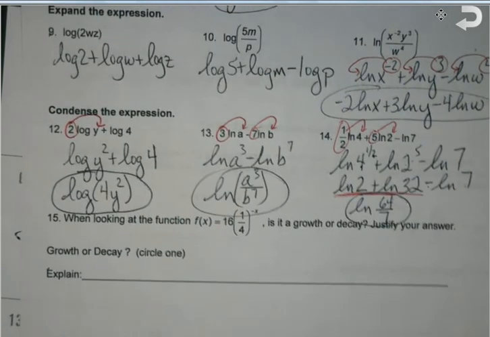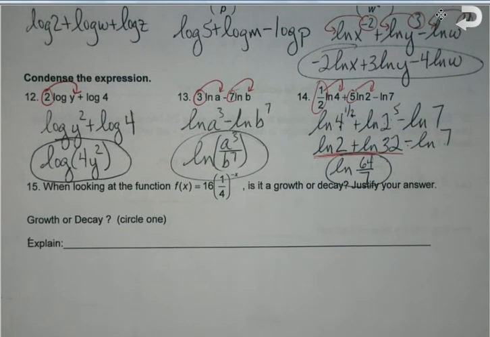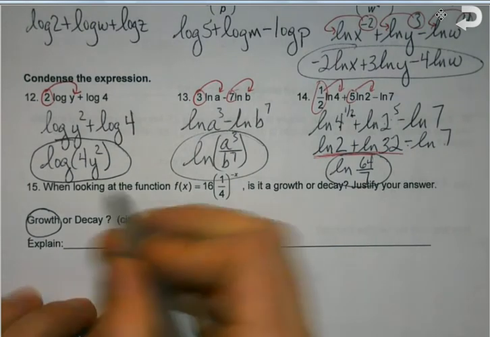All right. 15 is the redemption question from quiz number 1. When looking at the function, is it growth or decay? Now, I'm assuming most of you will probably type that in the calculator. When you type it in, you find out it is growth. Oh boy. Why? Because of the negative exponent, it reduces it, so it's for like greater than 1.